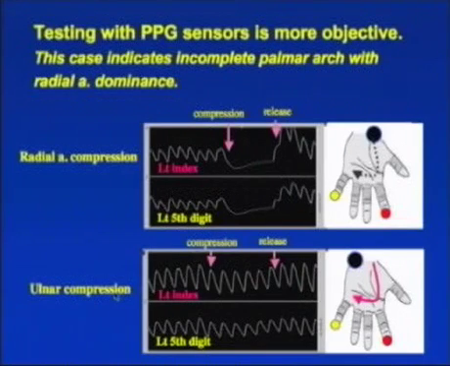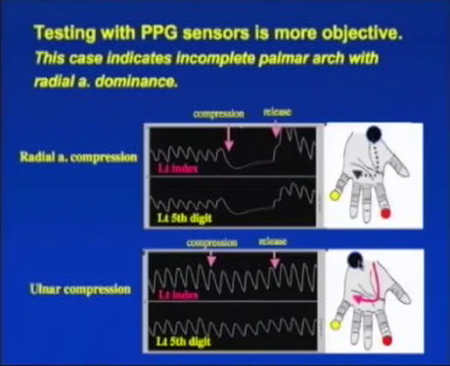When we compress the ulnar artery, as demonstrated in this cartoon, we see that there's no change taking place in the perfusion to the left index and the fifth digit as well. So then this indicates that this particular patient has a radial dominance that's occurring, so that there's little perfusion coming to the hand from the ulnar artery. It's all from the radial artery.